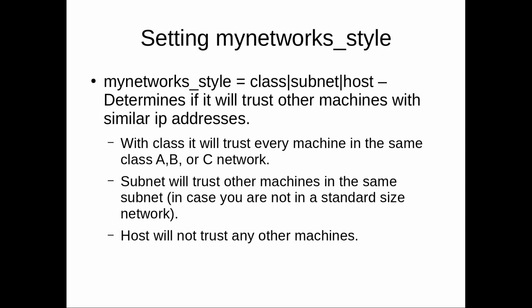If you don't want to do relaying at all, you can set this one to host, in which case this will not relay outgoing mail for any other machine. It will only send mail that originates at itself. So if you're not doing relaying, that's the way to go.